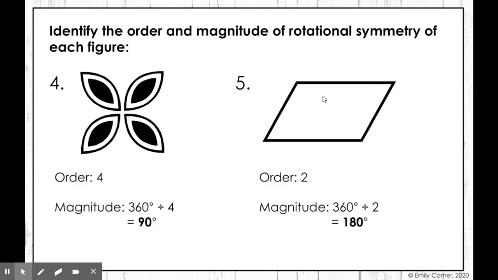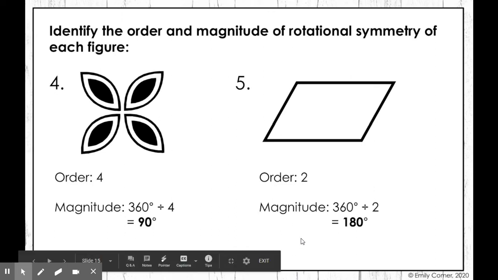And next with the trapezoid, it's only going to match up 2 times in that entire rotation. So after you turn it 180 degrees around and then all the way back around is when you'll see them match up. So that's a magnitude of 180 degrees.